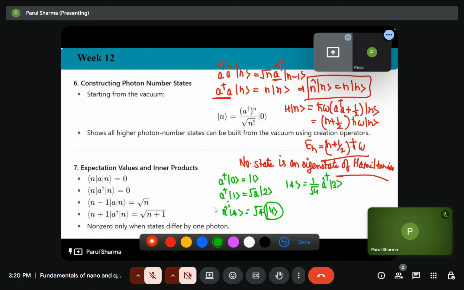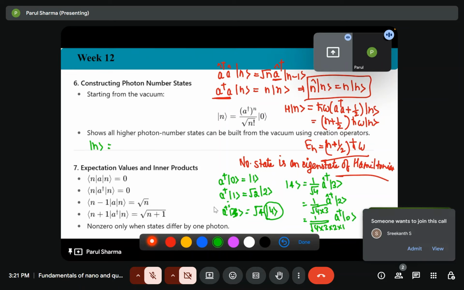Then a dagger 2. Similarly, I can write it as 1 by root 4, 1 by root 3, 1 by root 2, 1, a dagger 0. So now, if we know the vacuum state and the raising operator, we can construct any state. So we have generalized it to n state.